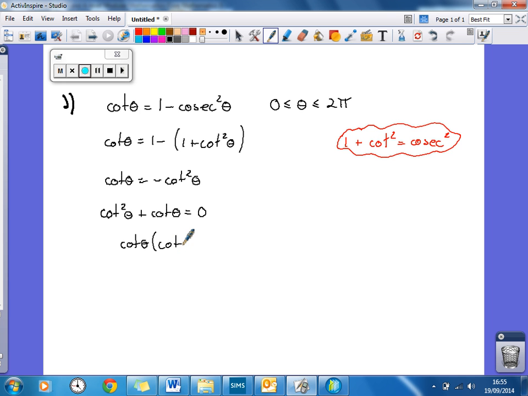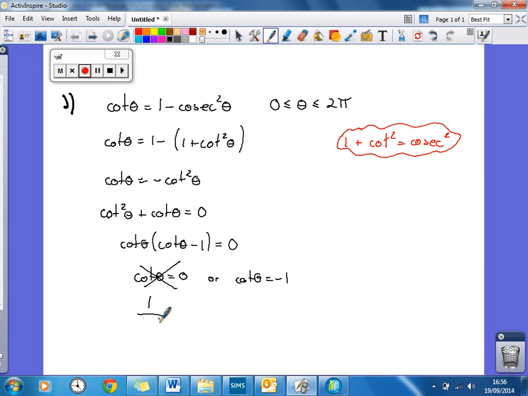So factorise it. A few people got to this stage, and then people wrote this down. Lots of people immediately discounted that, which is correct for sec and cosec. They do not equal 0. They cannot equal 0. However, this does.